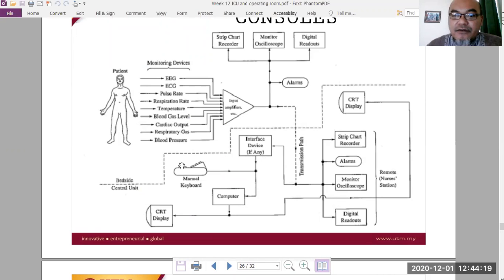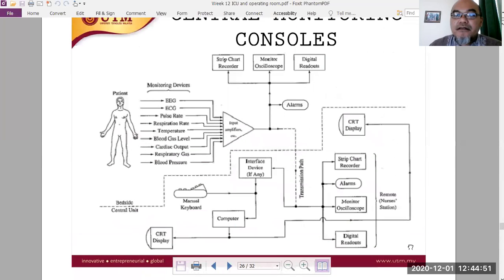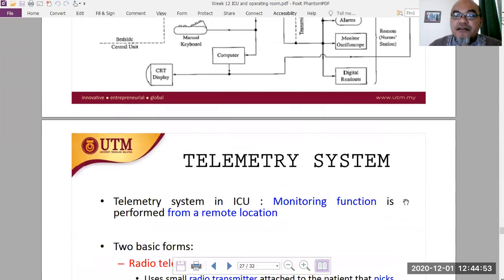Some signals can go to the manual keyboard near the patient, the computer or CRT. Otherwise, it can be transmitted to the remote nurses station, where they will also have the monitoring oscilloscope, digital readout, strip chart, and alarm. So multiple patients can be connected to this single device. The nurse can know which patients are normal and which have the tendency to have problems, so there is no need for one nurse for each patient. This is usually done in very intensive critical unit patients.